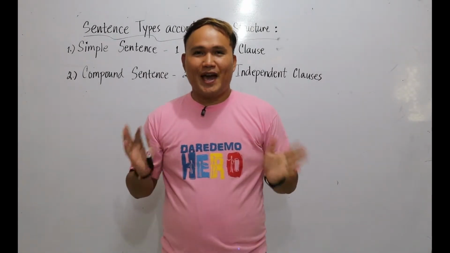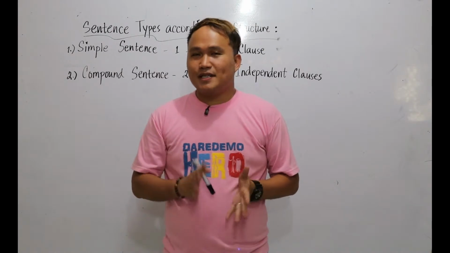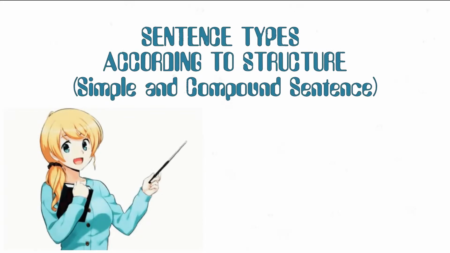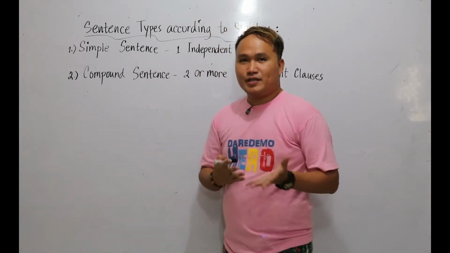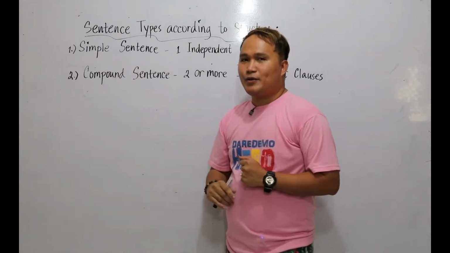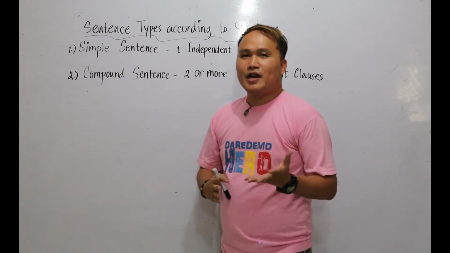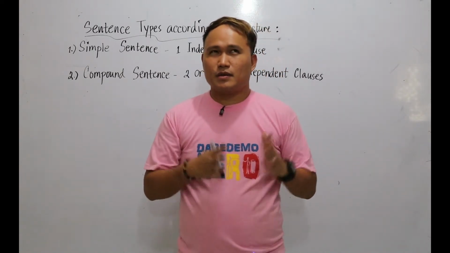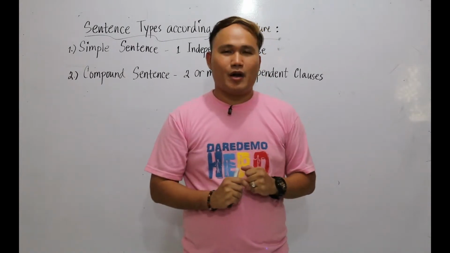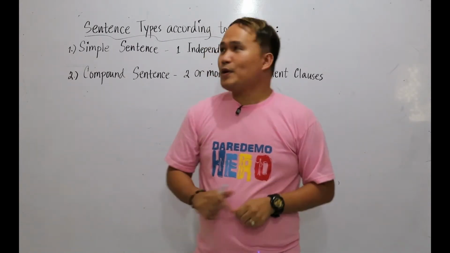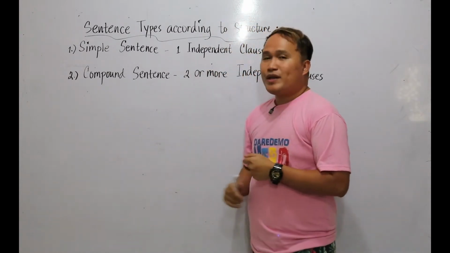Right now we're going to have a topic about sentence types according to structure. First, I'm going to discuss to you the two types, which are the simple sentence and the compound sentence. Later on, you'll be taught about complex sentence and compound-complex. There are actually four. That's what I've mentioned in my previous video. So, let's start right away with a simple sentence.